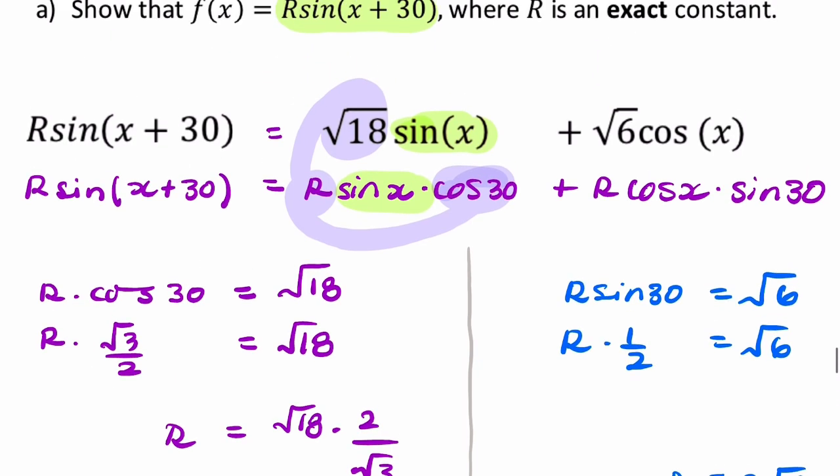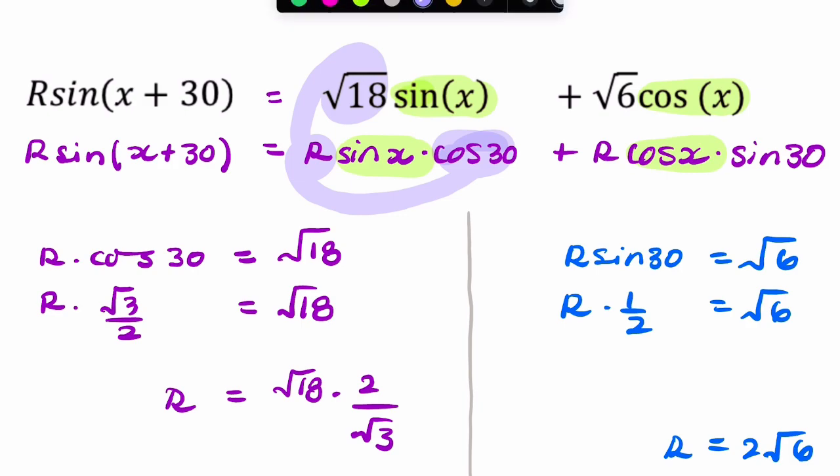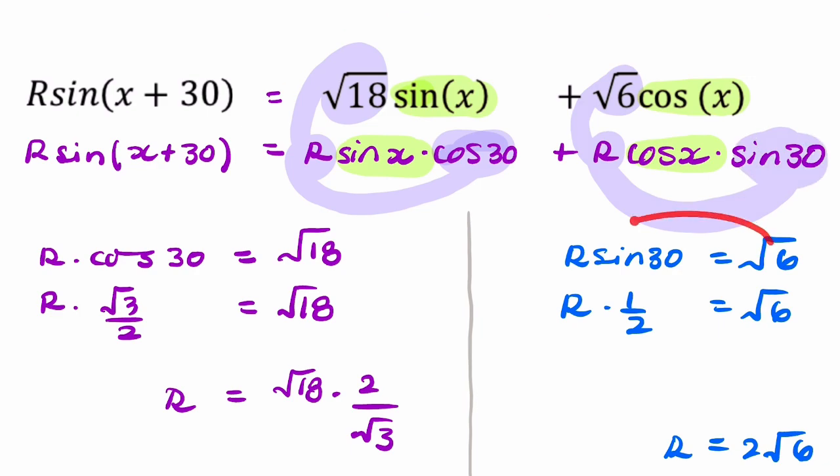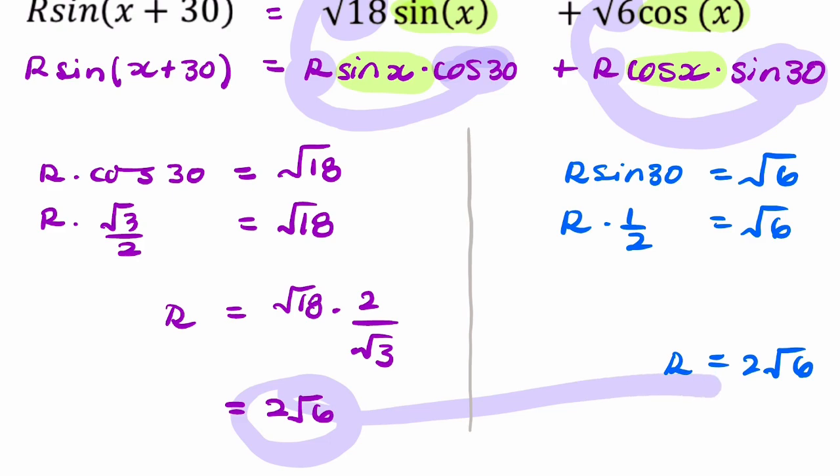But you need to check the other term. So if you look at this term, it needs to match. So you need to make sure that if this cosine is this cosine, then root 6 must be R times sine 30. And if you write that out and sine 30 is just half, you end up with that. And because these two match, it means that's the correct value of R.